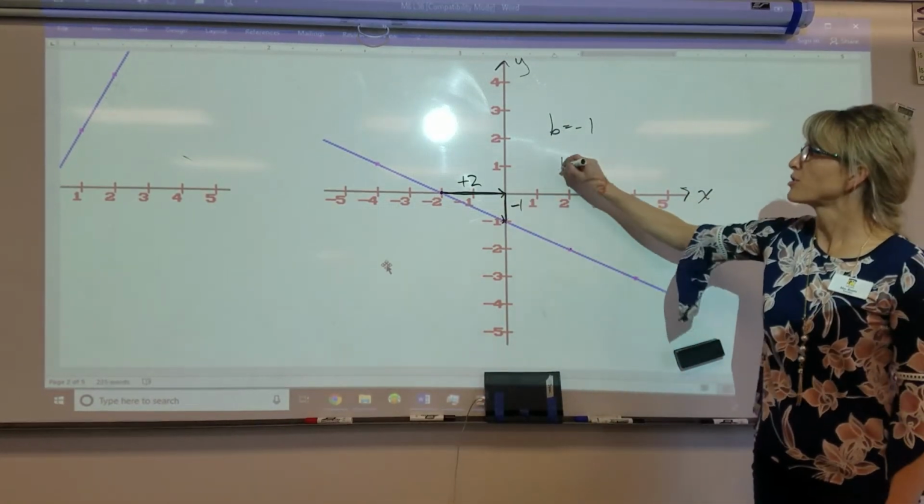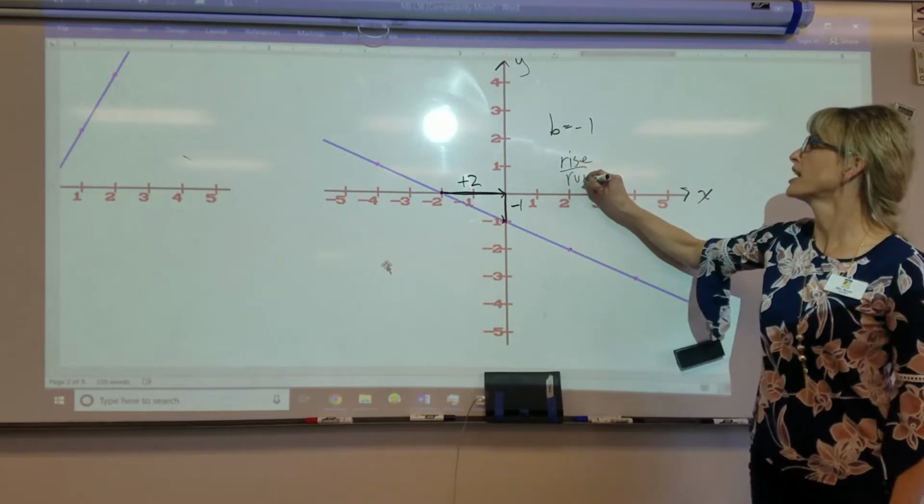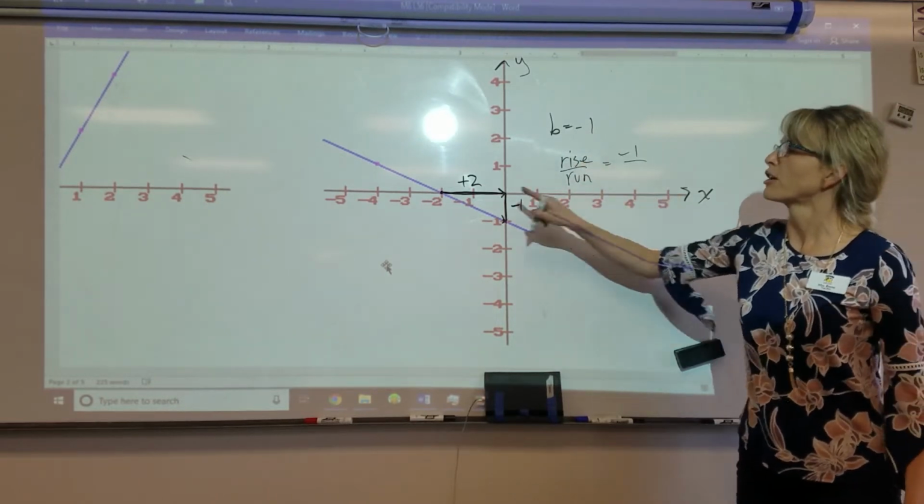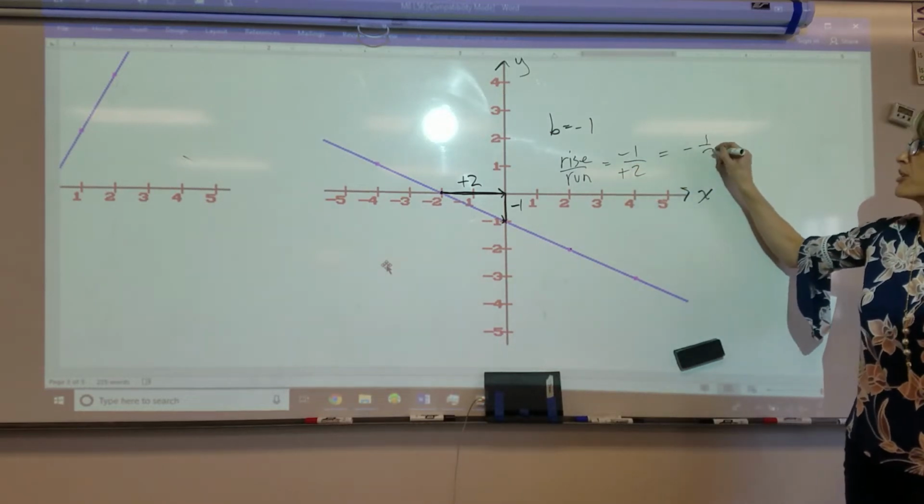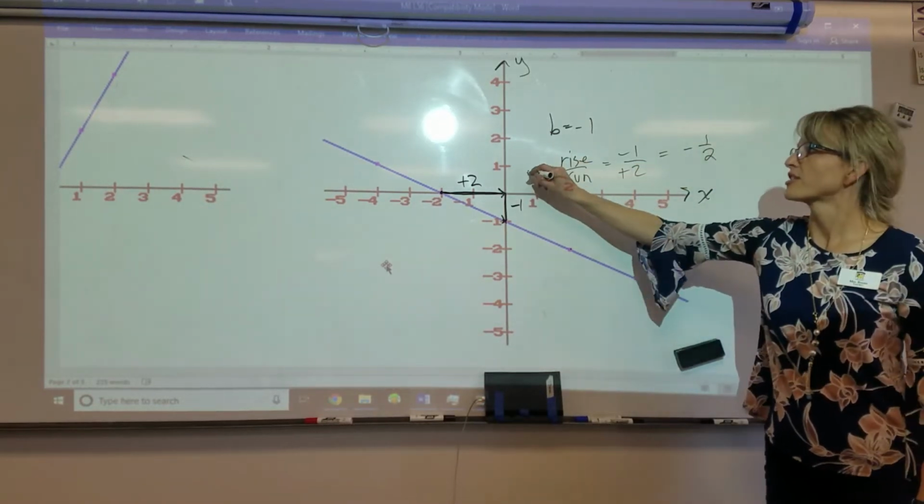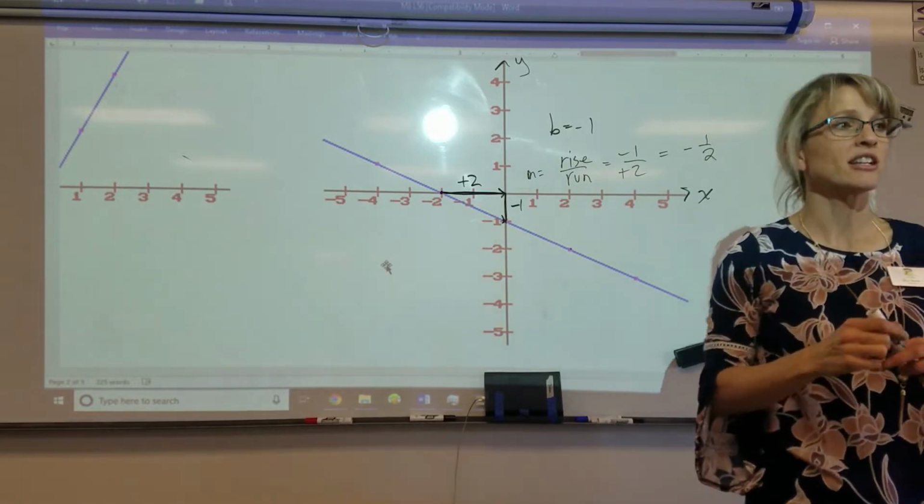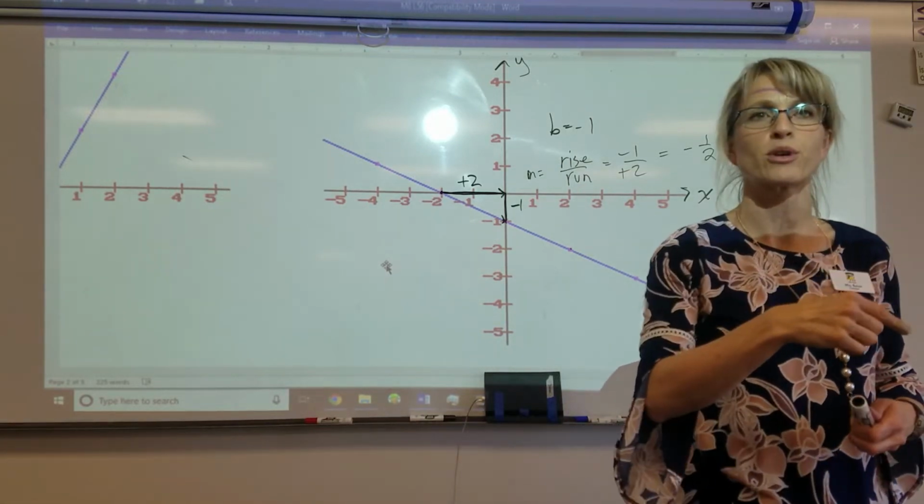Down, negative. Okay, so rise over run. Our rise was -1. Our run was +2. So I don't need both sides. I just put it in the middle, -1/2. And that's our slope. Now that we can identify slope and intercept, we can whip together equations really easy.